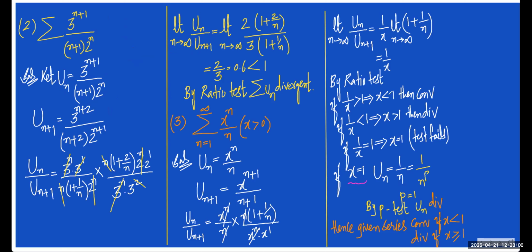Here you see, this statement is incomplete. Less than 1 convergent, greater than 1 divergent. What happened when x is equal to 1? This one also we have to make clear now. When x is equal to 1, the test is divergent only. So we wrote here less than 1 convergent, and divergent for the other cases. Since it happens in greater than and in equal to both, we write them separately.